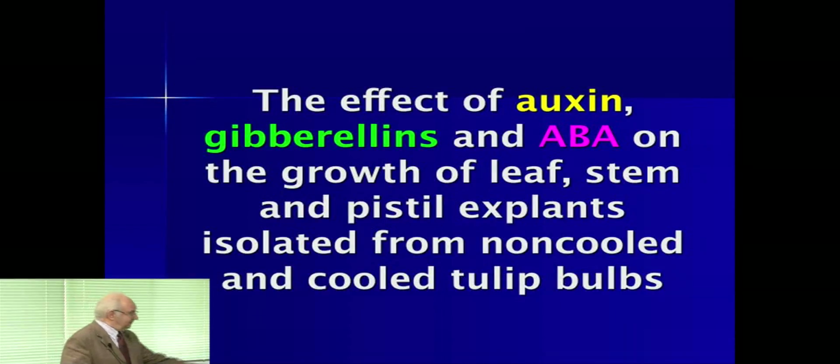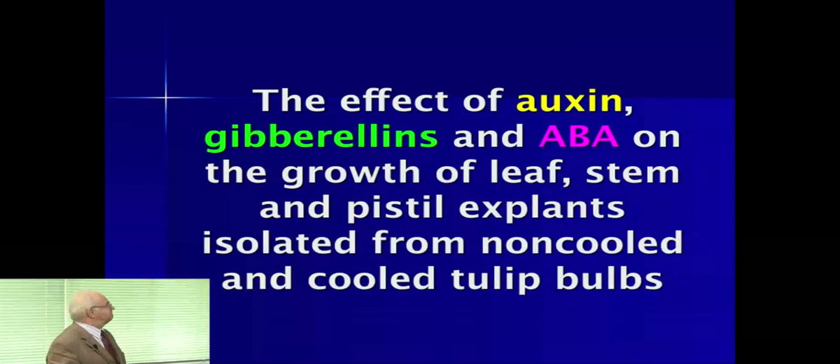In our experiment, we also used another system, segments isolated from the bulbs. We used the leaf, stems, and pistils. From cooled and uncooled tulip bulbs, we isolated the stems, pistils, and leaves.